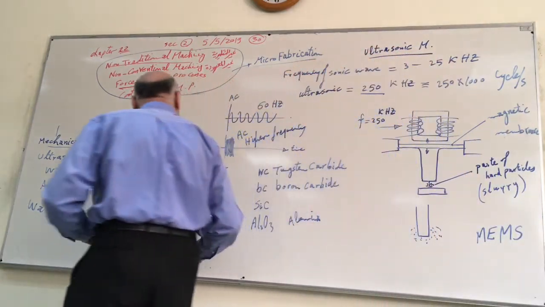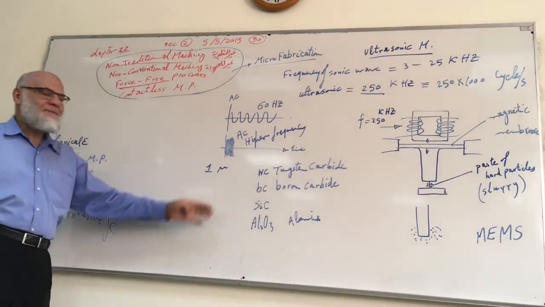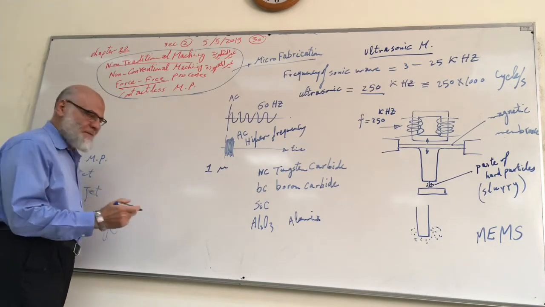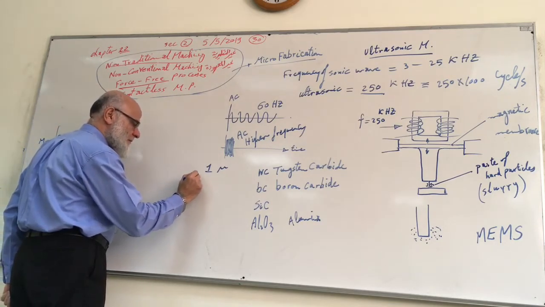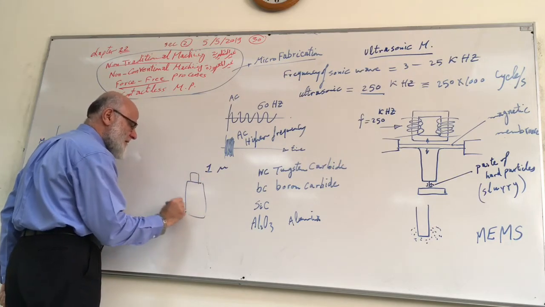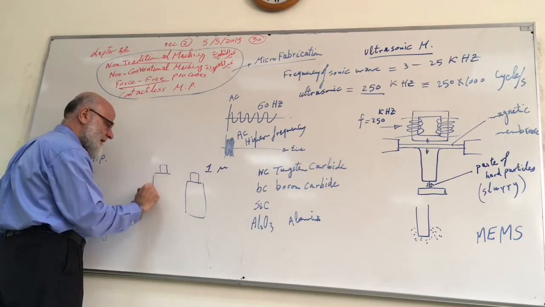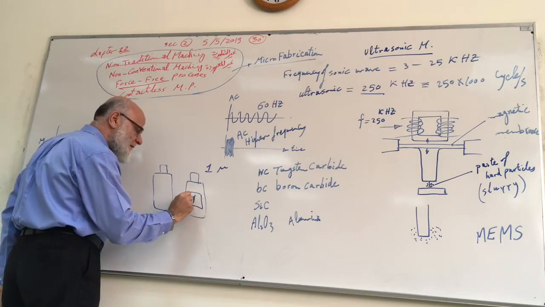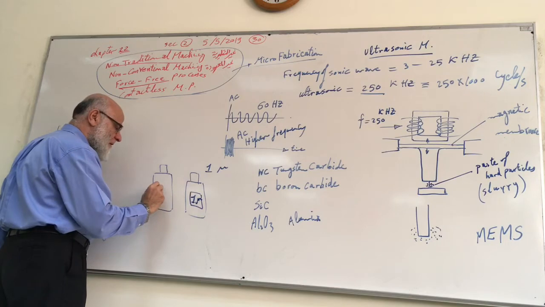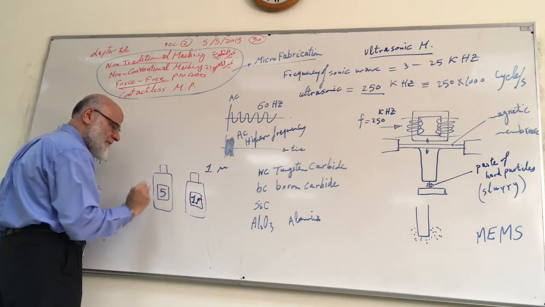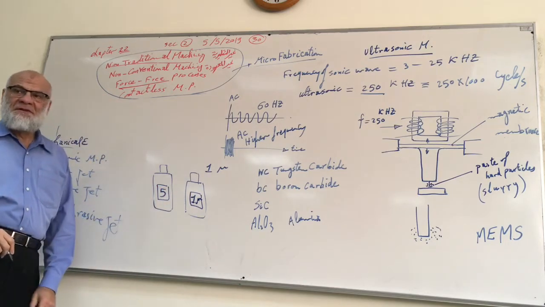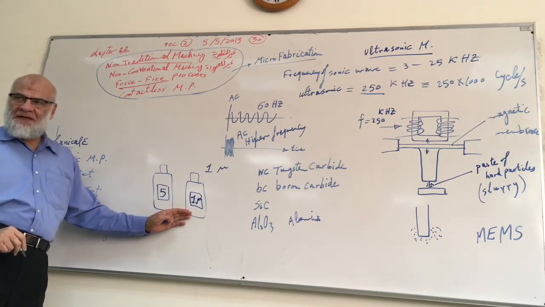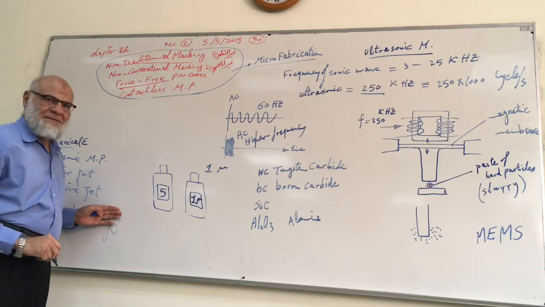They have this powder found in bottles like this, and written here is 1 micron, and written here 5 means 5 microns. Here is powder of size 5 microns, and here powder of size 1 micron, and so on.